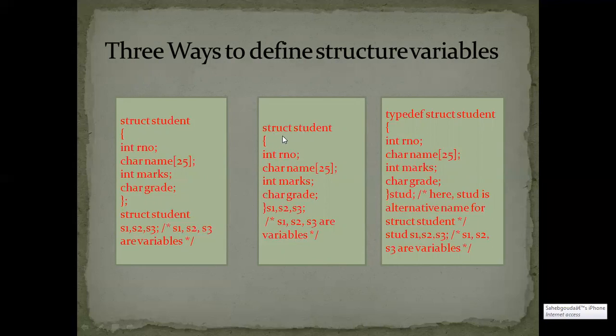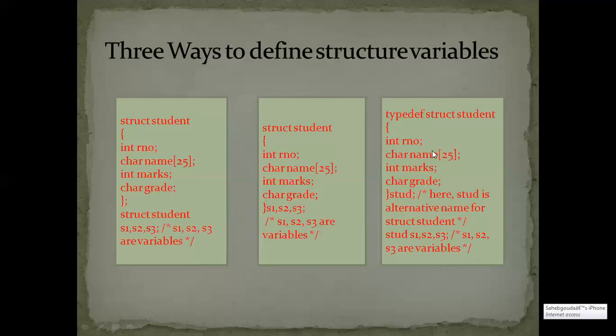So this remains the same, struct student, information of the student: roll number, name, marks, grade. Everything will be the same. The only difference is that here, instead of taking struct student, you can directly take S1, S2, S3 before the semicolon. Here, S1, S2, S3 are what? Variables. Okay, so this is another way of defining the structure variable.